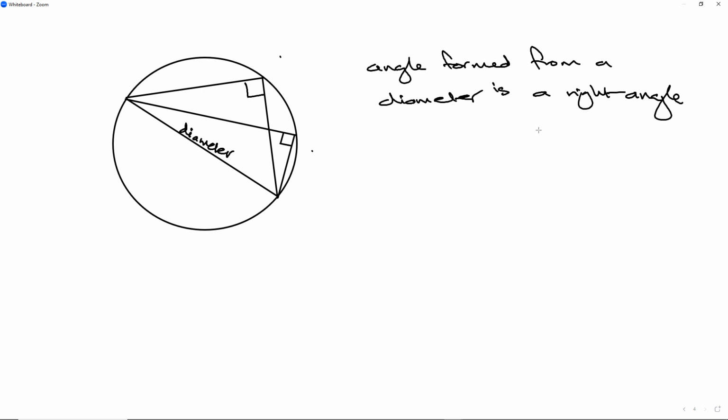Okay. Angle formed from a diameter is a right angle.